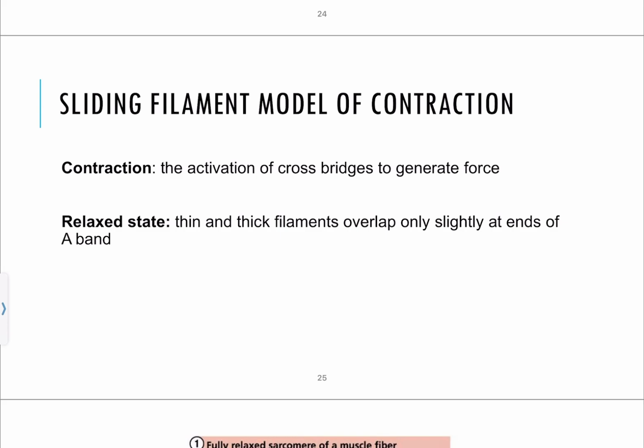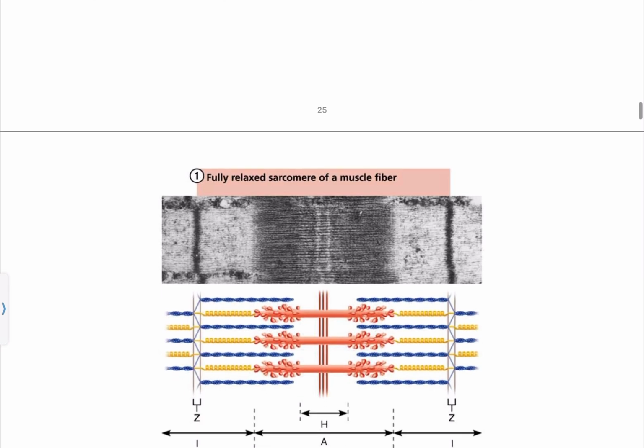And contraction is going to end when those cross bridges become inactive again. So we activate them to contract, and we inactivate them to complete contraction and relax our muscle. The relaxed state, for any of our skeletal muscle that's not being contracted, has our thin and our thick filaments overlapping only slightly, and that's going to be at the ends of the A bands. So let me show you a picture.